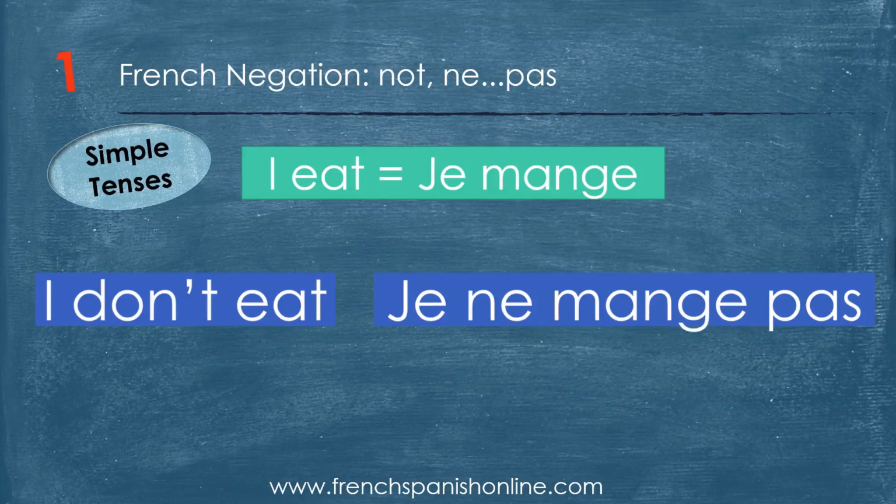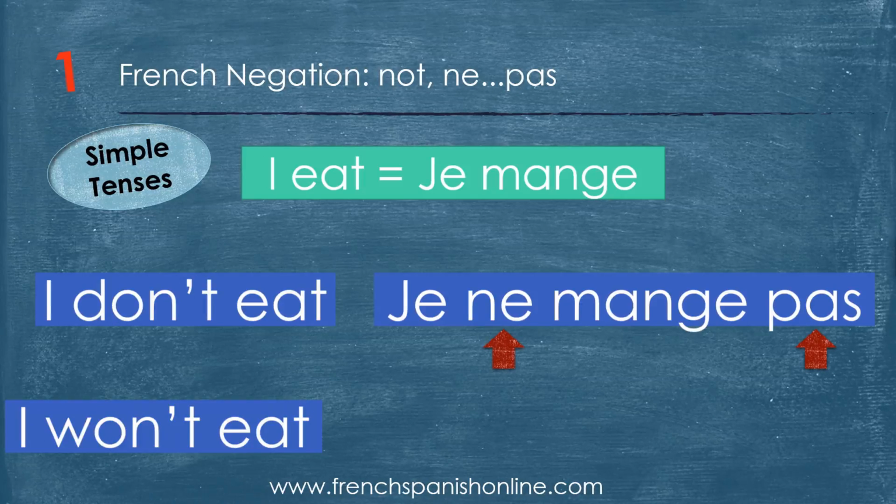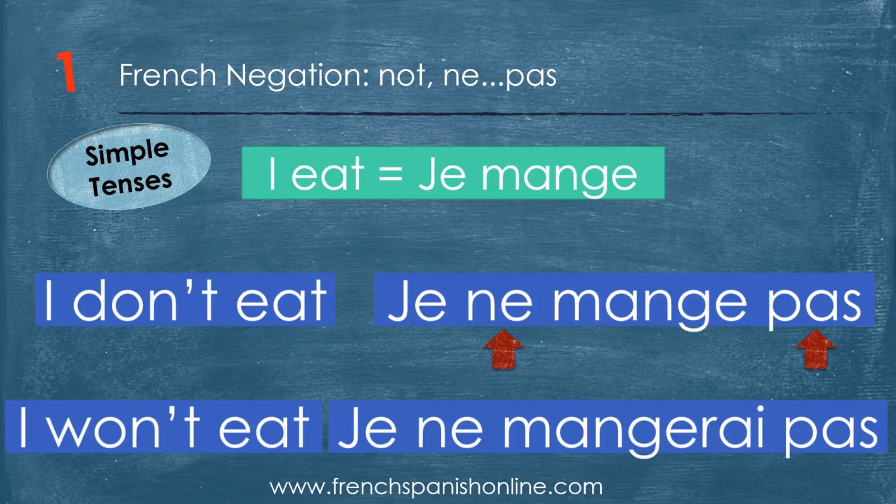So you have here ne before the verb and pas after. So the verb just in the middle. And it's like that for simple tenses. Another one with future, I will eat, je ne mangerai pas. So the same rule, you've got the verb in the middle.